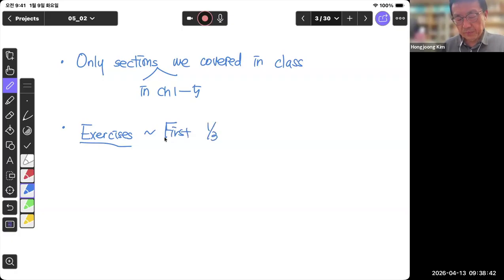Okay. You can just consider, say, if a certain section consists of, say, 90 problems, then you can just look at the first 30 problems only. Okay. So the first one third of each exercise's problems will be sample types of the exam. Okay.